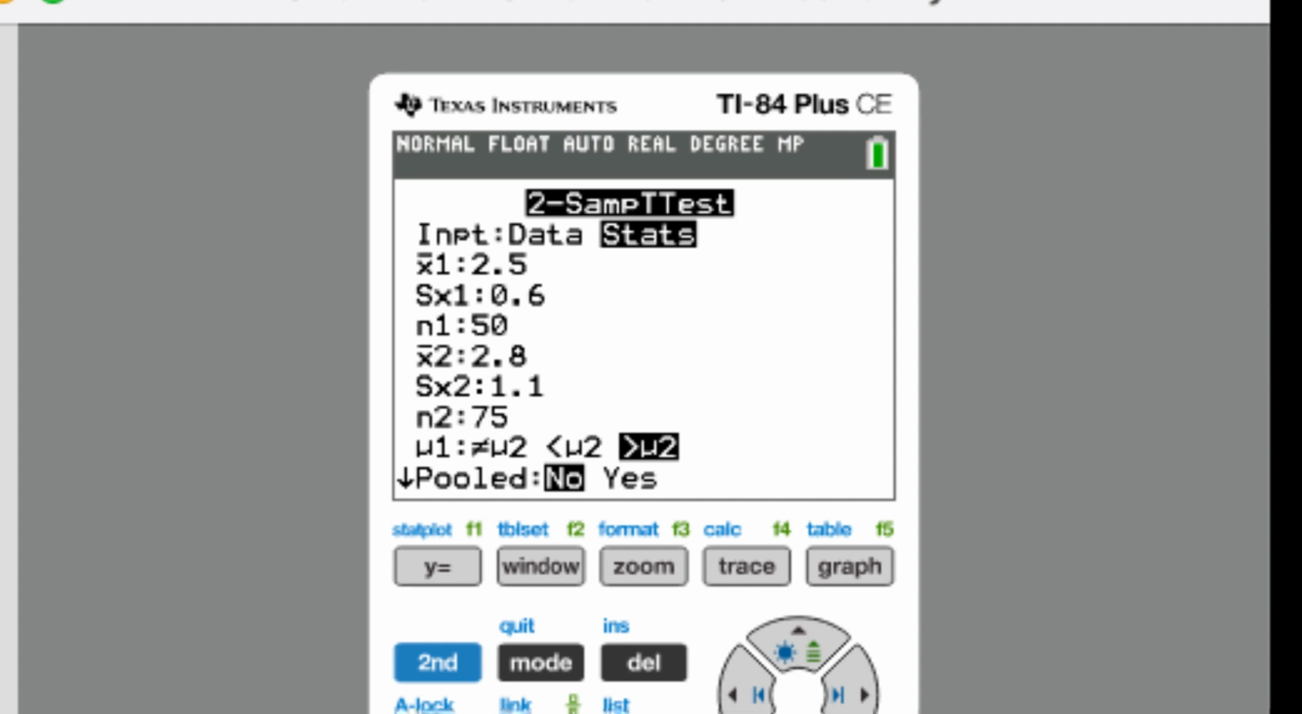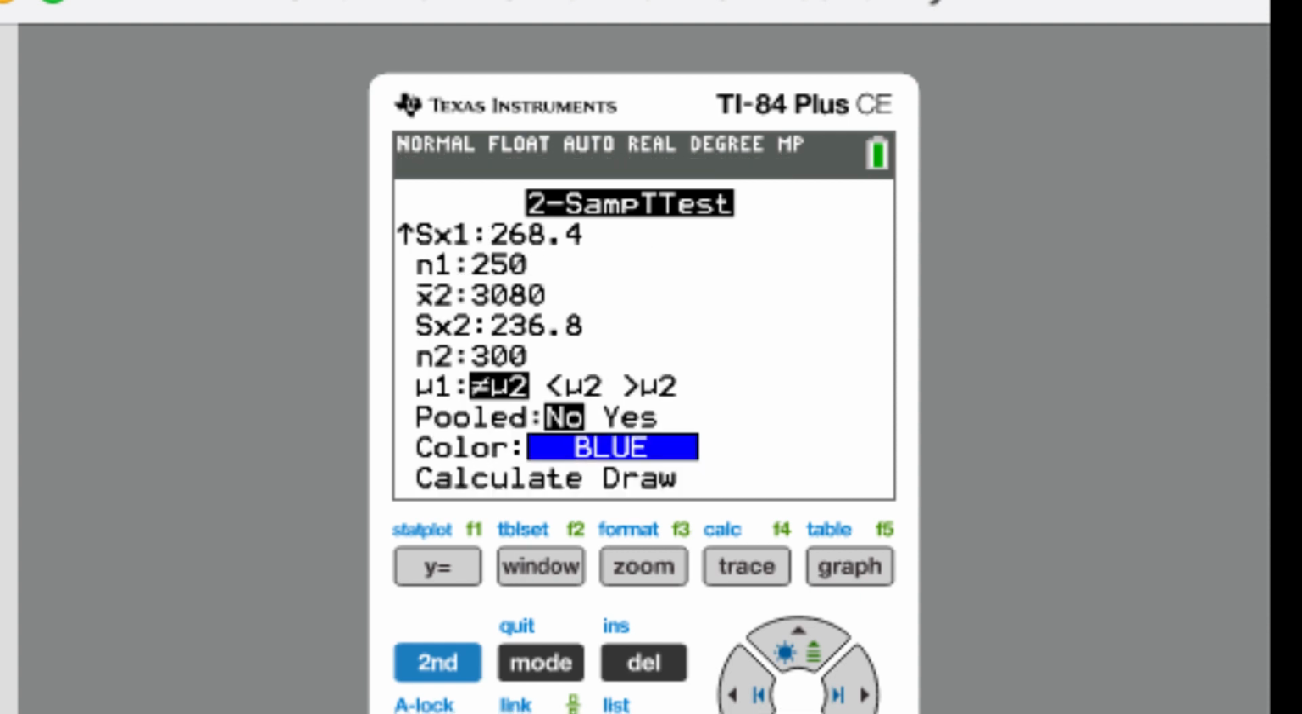What's the sample mean for men? 3,200 calories. What's the sample standard deviation? 268.4. And that sample size is 250. That's a pretty big sample, by the way. And then what's the sample mean here? 3,080. Standard deviation is 236.8. 300 sample size. What kind of test is this? Isn't that a two-tailed test? Two-tail? Okay, let's hit calculate.